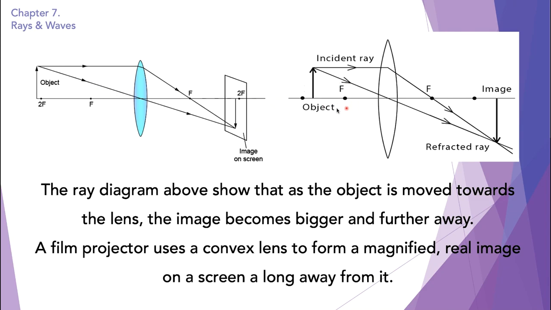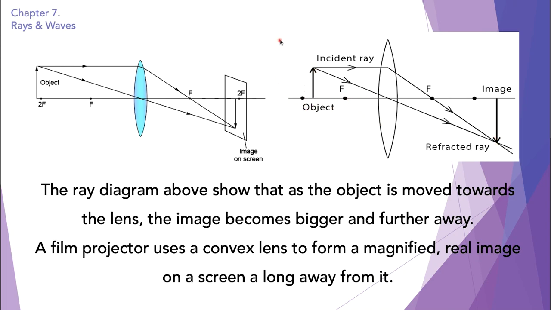These ray diagrams here show that as the object is moved towards the lens, the image becomes bigger and further away. So here the object was at this point, away from the lens, and this is the image being formed. But when the object came closer to the lens, the image became further away from the lens and became bigger. You can see here, the upside down distance is bigger now. Over here it was small, so it is bigger than the object over here.